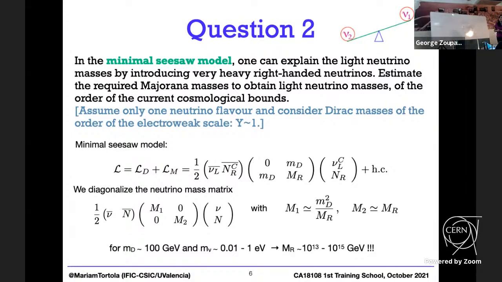As I was telling you, even if the model is very popular and very interesting, very nice, because it's elegant the way you get the small masses for the light neutrinos, it's hard to have a model where you cannot test this prediction. Yeah, it's not possible to observe.